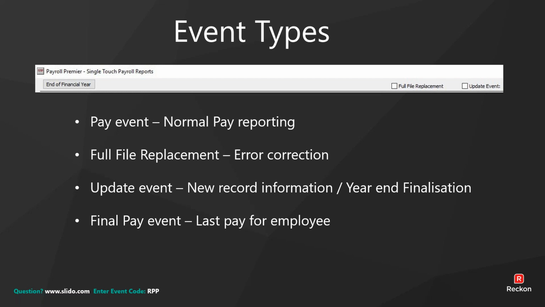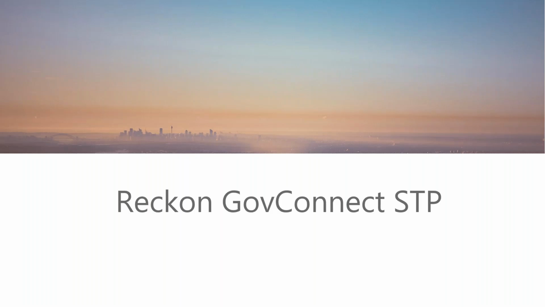The update event is also used for the end of year finalization, because you're saying these figures are final. We'll talk about end of financial year in a moment as well. And then the final pay event: when an employee is terminated, they're automatically marked as a final pay event for them with your business, and it'll be notified to the ATO within that.